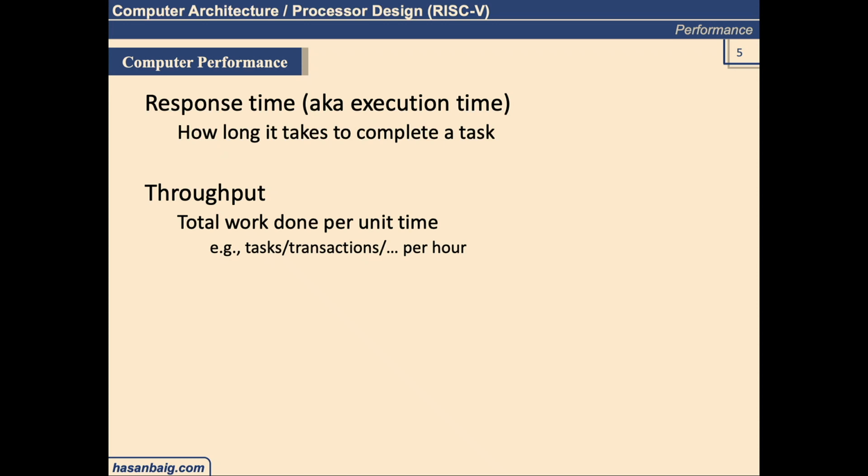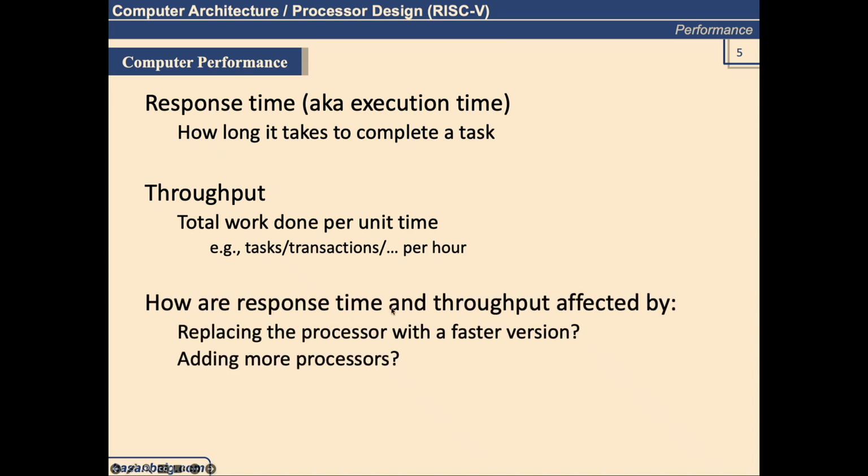Similarly, throughput means total work done per unit time. So if I give you certain activities to complete in 5 minutes, how many activities you complete within a certain time limit, let's say 5 minutes, that is called the throughput.